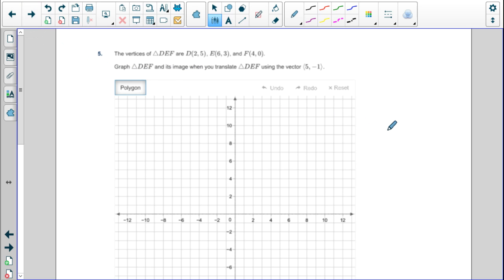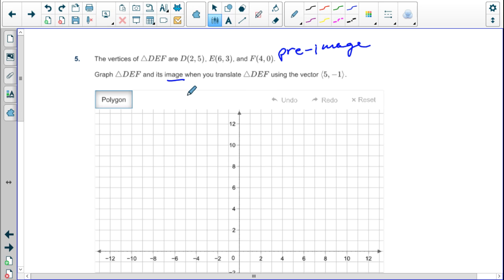Okay, so on number 5, they're going to give us a triangle. So they want us to graph the triangle and the translation, the image. So remember, the given triangle here is actually our pre-image, and then after we translate it, that's going to be the image. So you have those two things.